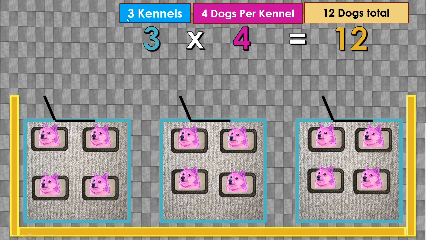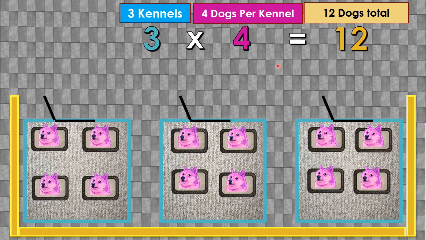So now we have it. 3 is light blue, 3 kennels, 1, 2, 3, which is the 3 in the number equation that we've written. Those are the containers for the 4 dogs in each kennel. 1, 2, 3, 4, 1, 2, 3, 4, 1, 2, 3, 4. And when you add these 3 groups together, you get 12 dogs total. That's a lot of barking.